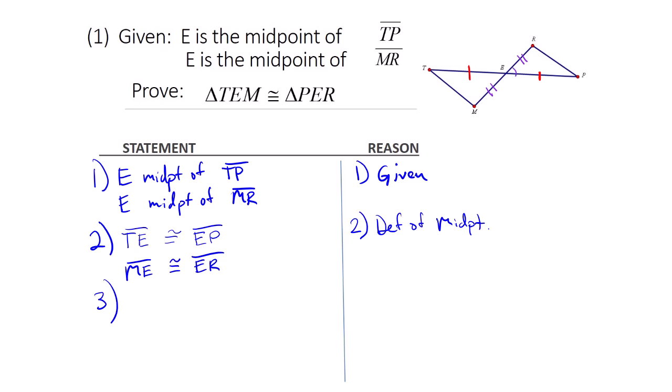We know that these two angles are congruent because they are a vertical pair, right? So I know that angle TEM is congruent to angle REP. And the reason why is vertical pair, or vertical angles theorem. And you can just say vertical angles are congruent.